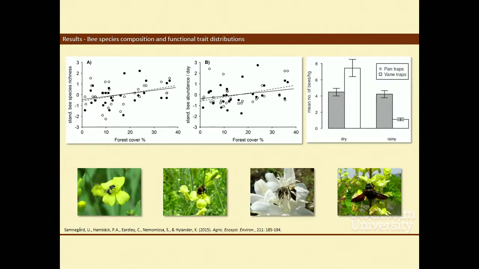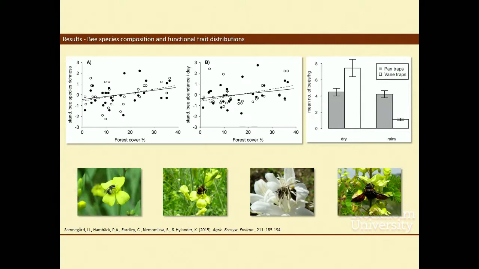But the trap catches were quite different between the dry and the rainy season. The gray bars are from pan traps, and the white bars are from the vane traps. The catches were quite similar in the pan traps, but you can see that we had many more bees in the vane traps in the dry season than in the rainy season. If you recall, I told you that in the dry season it's mainly trees and perennial crops that are flowering. That may explain why more bees are foraging at tree height in the dry season, and not foraging at tree height in the rainy season.